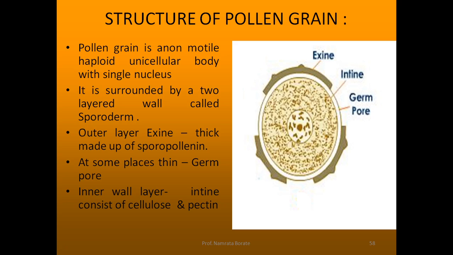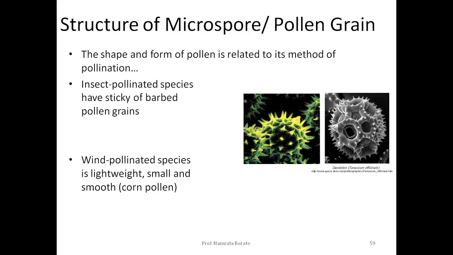This exine may be smooth, as you can see in this image, or it may have a sculpture pattern. There may be ridges and furrows, that is, spines are there. It protects the pollen grain from physical and biological degradation.